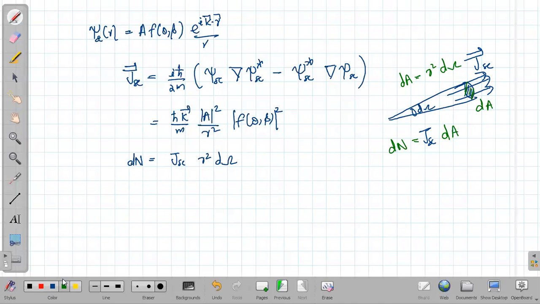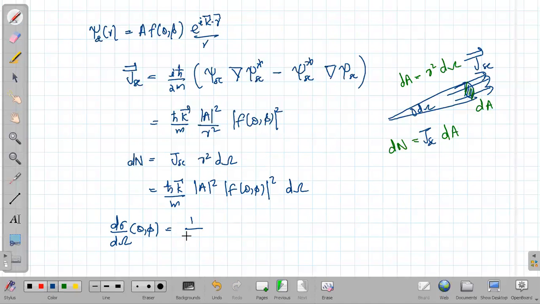Therefore dN would be h cross k by m, mod a squared, mod f of theta squared, into d omega. So r squared would cancel. Next we can find the expression for the differential scattering cross section d sigma by d omega, which is a function of theta and phi, and this is given by 1 by j_in dN by d omega. So what is j_in? j_in we already got: h cross k0 by m, modulus of a squared. And what is dN?